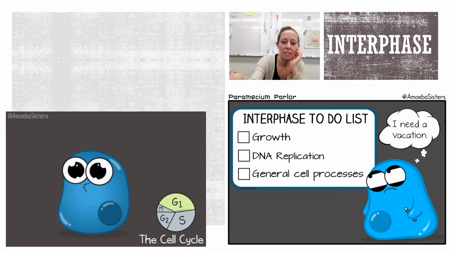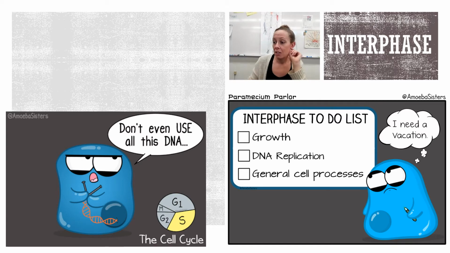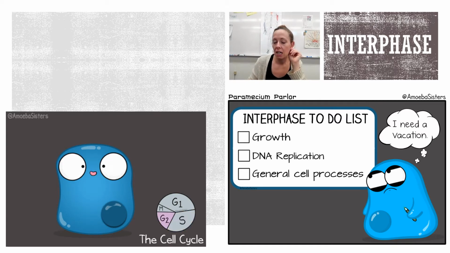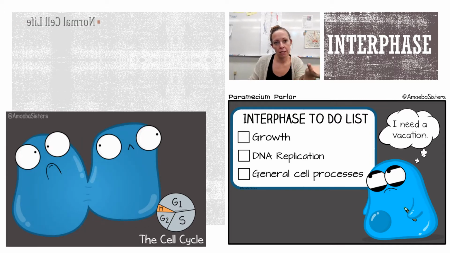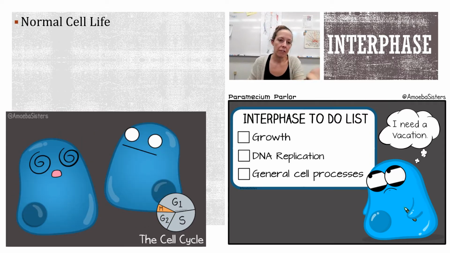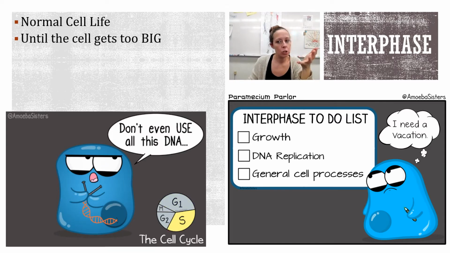And then over here on the second comic, it says interphase things to do: grow, replicate DNA, and general cell processes. And he says, so much, because that's where your cell is most of the time, in interphase. This would be your normal cell life, all right? Your cell stays in interphase until it gets too big.